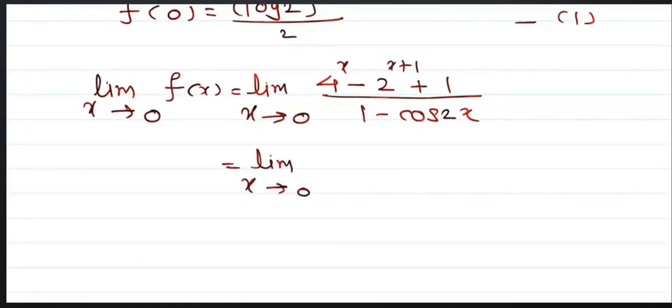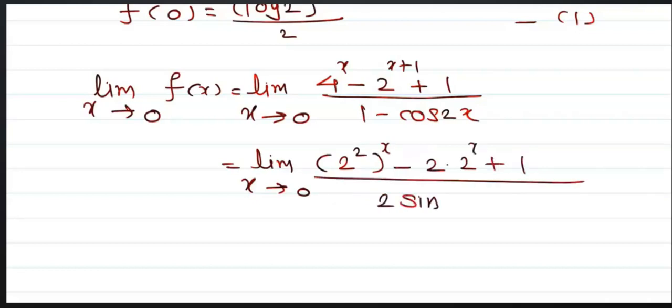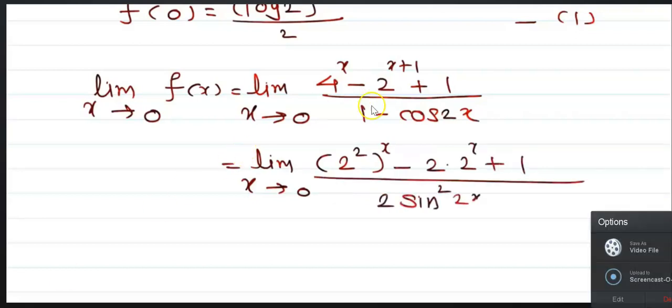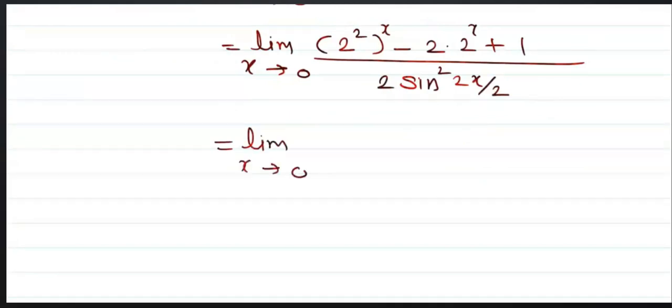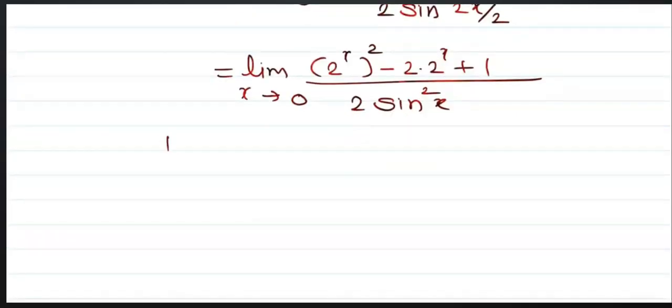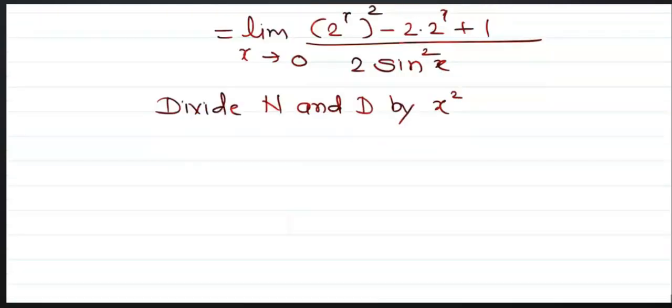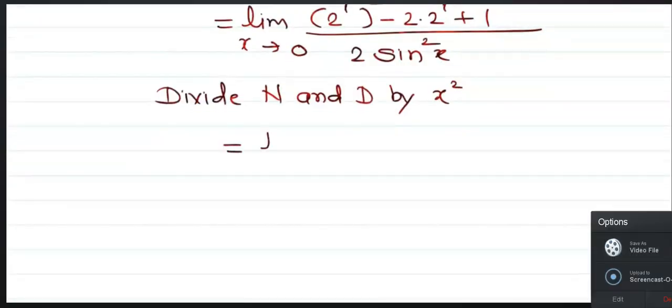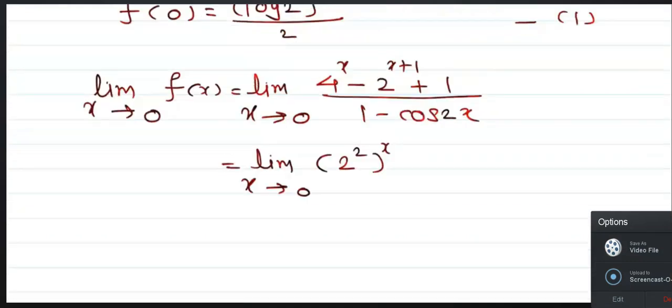Limit x tends to 0 of (2 raised to 2, bracket raised to x) minus 2 into 2 raised to x plus 1. Now what is here? 1 minus cos of 2x. Therefore, by using the formula, you will get 2 sine square 2x upon 2. That 2 gets cancelled. That is limit x tends to 0 of (2 raised to x) bracket square minus 2 into 2 raised to x plus 1 upon 2 sine square x. Now divide the numerator and the denominator by x square. Therefore again you can see this.